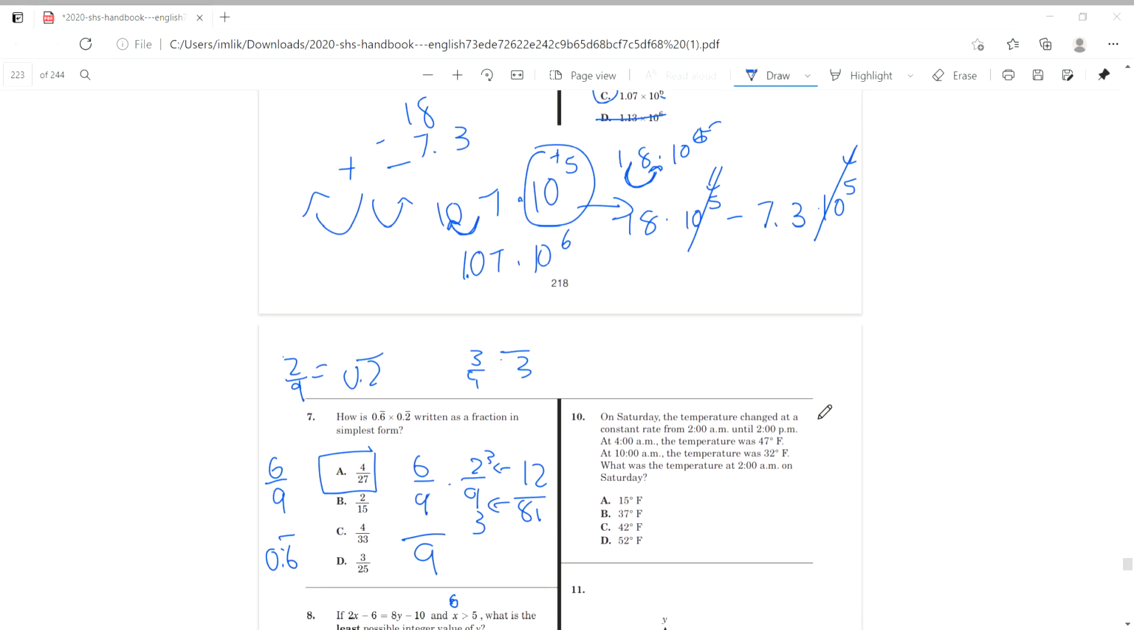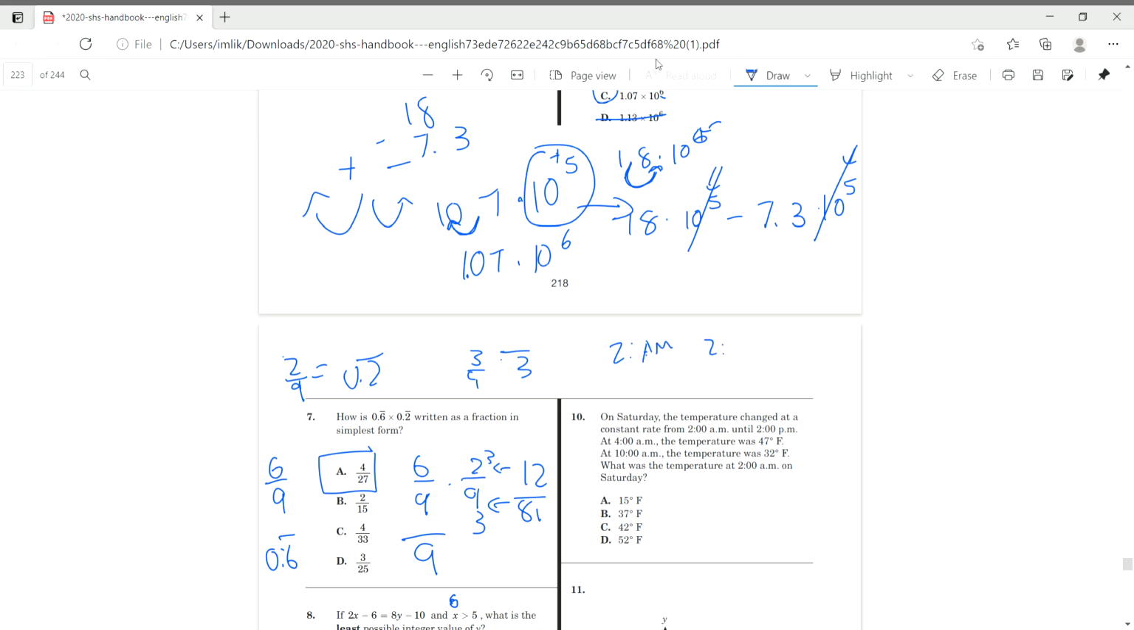Alright, number 10. On Saturday, the temperature changed at a constant rate from 2 a.m. to 2 p.m. At 4 a.m., the temperature was 47 degrees Fahrenheit. At 10 a.m., the temperature was 32 degrees Fahrenheit. What is the temperature at 2 a.m. on Saturday? Okay, so the temperature from 2 a.m.